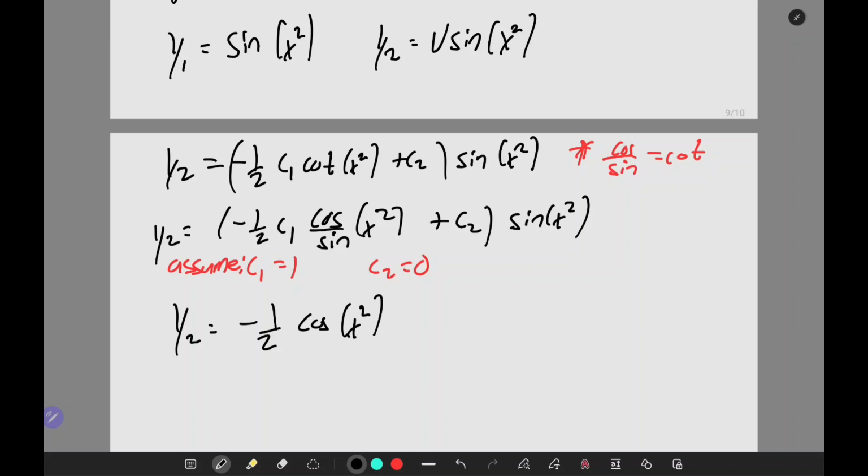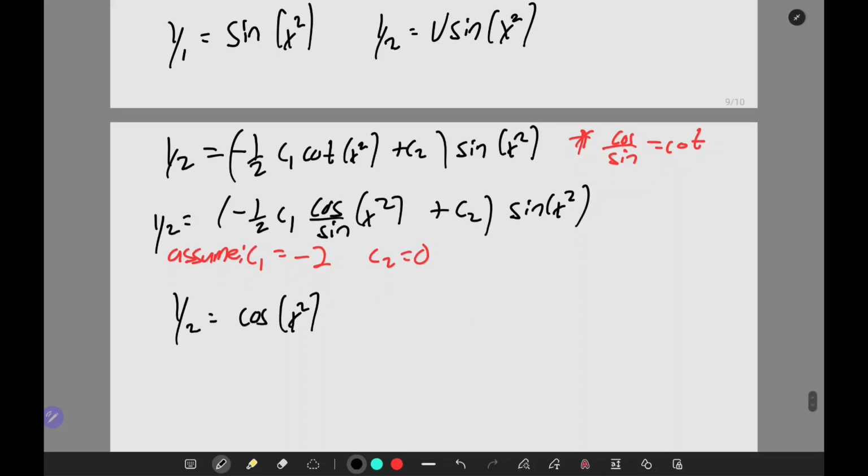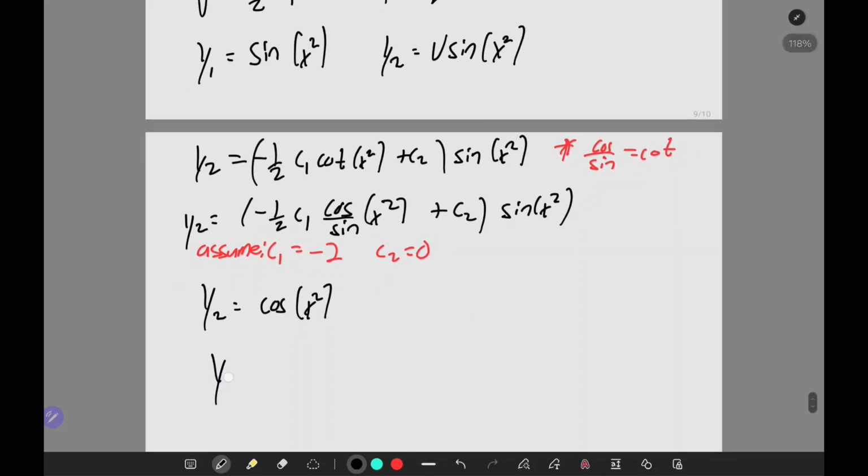But I was just looking at my work, and it looks like I didn't have to assume C1 was 1. You could actually assume C1 is any value. You could assume that C1 is negative 2, for example, and if C1 is negative 2, that drops off as well, and you're just left with cosine of x squared. So this problem just asked for a second solution, and we just found it. And this is our second solution. So we did all that work just for that, right?